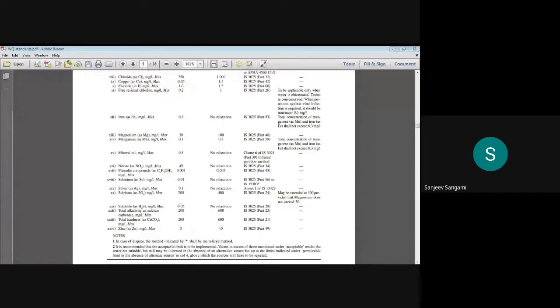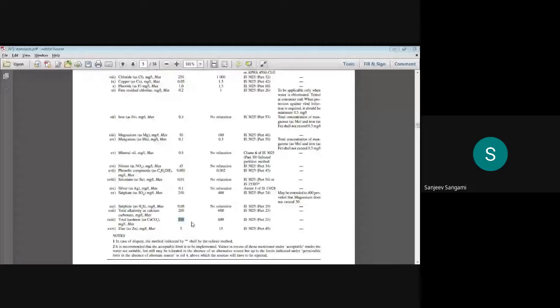Okay, then total alkalinity. Whether OH ions or carbonate ions, CO3 and OH, are responsible for the total alkalinity, we'll discuss later. Then total hardness, whether it's soft water or hard water, and how much there should be.